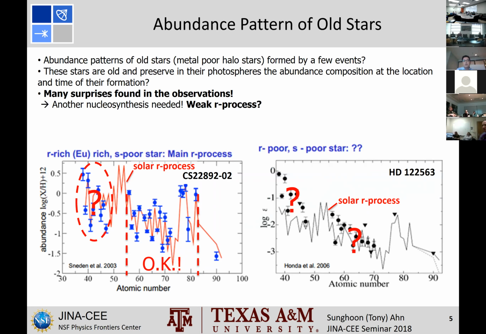And surprisingly, there are many questions found in the observations. For example, shown on the left plot, the abundance plot of one star, the abundance pattern of the higher mass elements can be reproduced very well by the rapid neutron capture process, called the R process, but it doesn't match in the lower mass region with that simulation. And for another example, the abundance pattern of another star doesn't completely agree with that R process simulation.